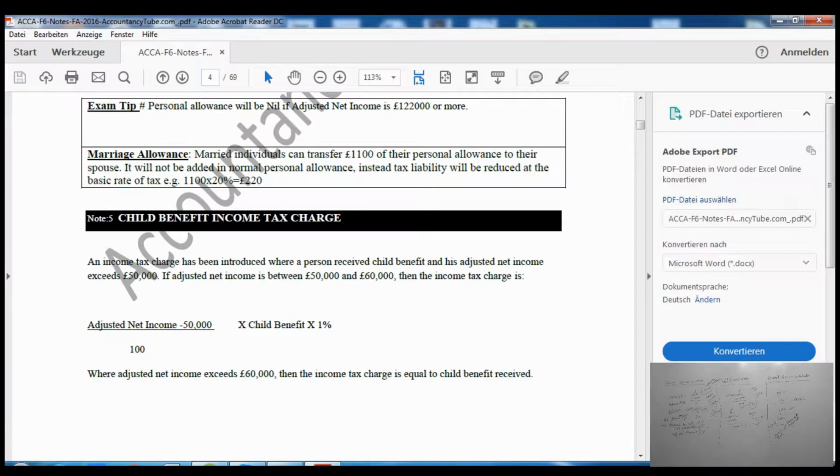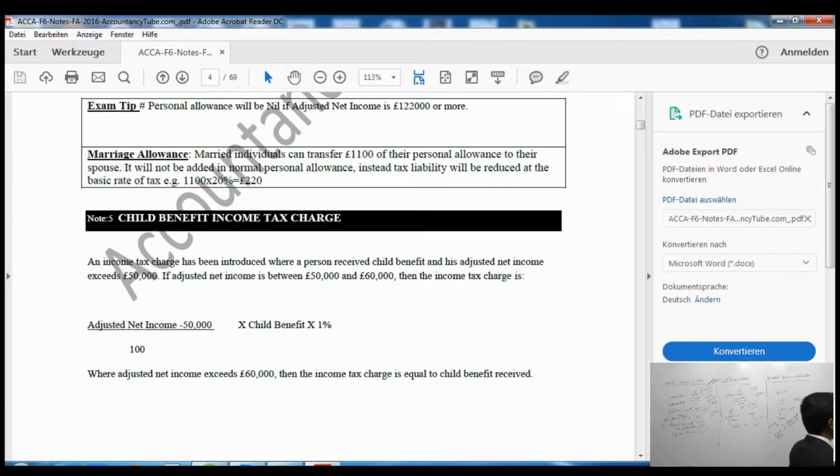We have already done that in the previous video, and we have done child benefit income tax charge as well. Just before child benefit income tax charge, there is something known as marriage allowance. I might have mentioned it in one of the previous videos. Marriage allowance is that I can transfer some of my personal allowance to my wife. The maximum I can transfer is a standard rate, which is 10% of my personal allowance. So normal personal allowance is £11,000. I can transfer 10% of that, which is £1,100.